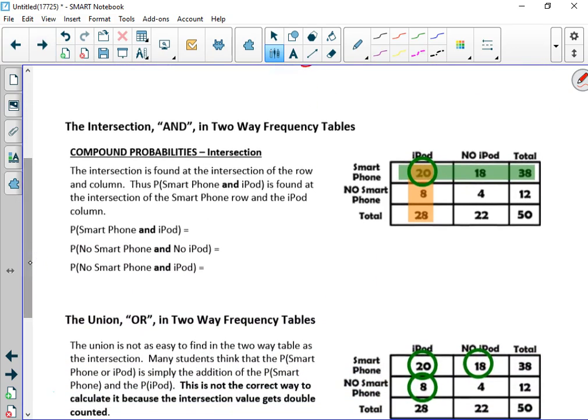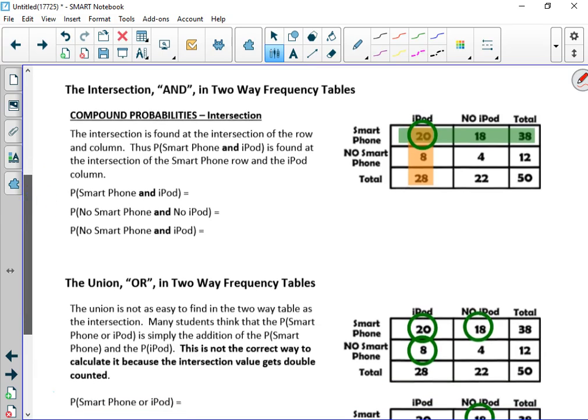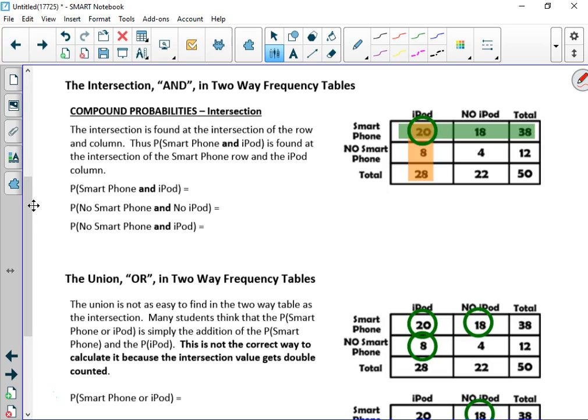Now, the intersection, the "and," in two-way frequency tables. The intersection is found at the intersection of the row and the column, just like on a multiplication table. Thus, the probability of a smartphone and an iPod is found at the intersection of smartphone and iPod. So the probability of a smartphone and iPod is 20 out of 50. The probability of no smartphone and no iPod is 4 out of 50. The probability of no smartphone and an iPod is 8 out of 50.